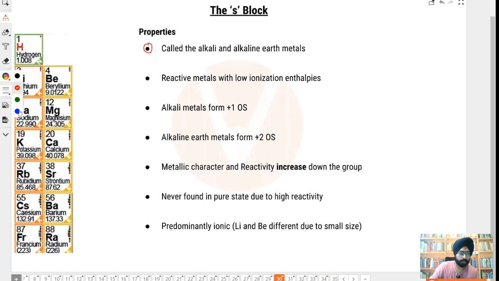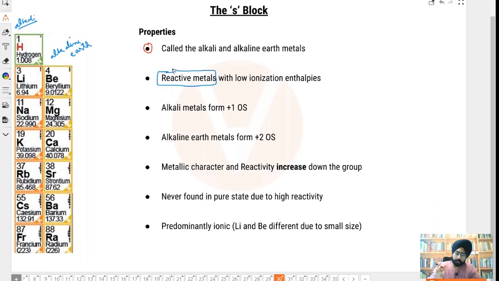So these are called alkali metals. The first group is known as alkali metals and the second group is known as alkaline earth metals because they are found in the earth's crust. Now these are reactive metals. Always remember that these are reactive metals.